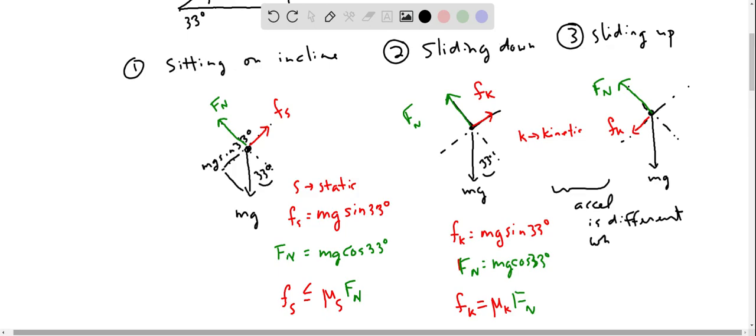Acceleration is different when sliding up versus sliding down. And if you have enough friction in the surface, you can actually do an experiment to determine this. You can time an object sliding up an incline versus sliding down. And this may be a measurable difference.